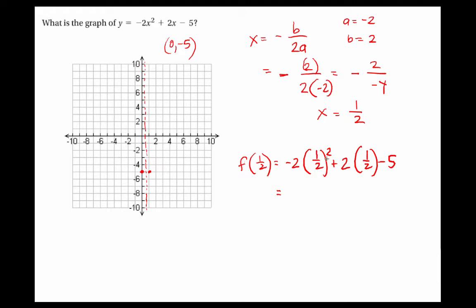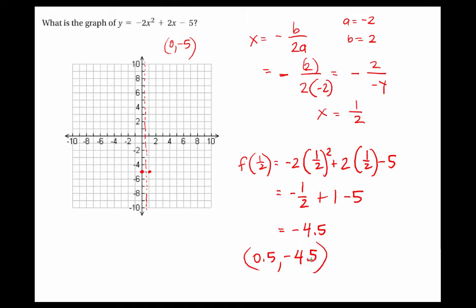Here I've got to be careful. I've got to square 1/2 first, which is 1/4. When I multiply that by negative 2, I get negative 1/2. 2 times 1/2 is 1, minus 5. So this is going to be negative 4 1/2, or negative 4.5. So I could just make this in decimal form.